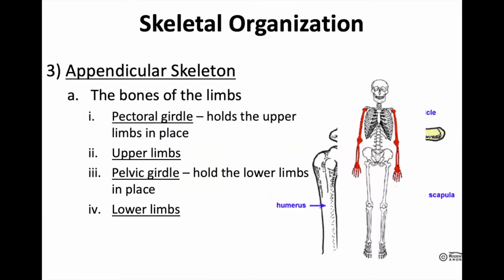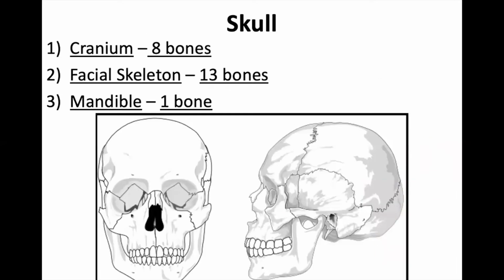Speaking of your upper limbs, those are part of your appendicular skeleton. We're going to go into more detail about naming those individual bones, but they're hanging off the side. Then we get the pelvic girdle, which is part of the pelvis, which is used to hold on your lower limbs, which are used for walking. So let's go into those individual bones.